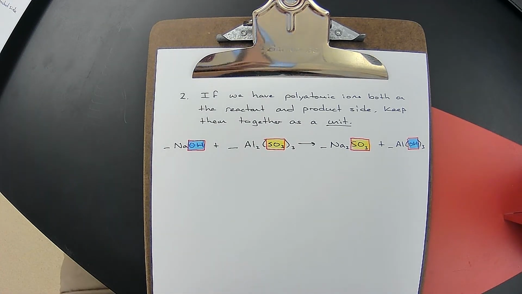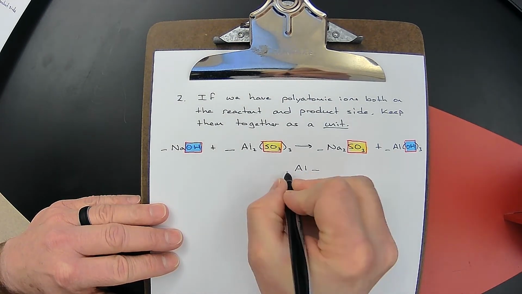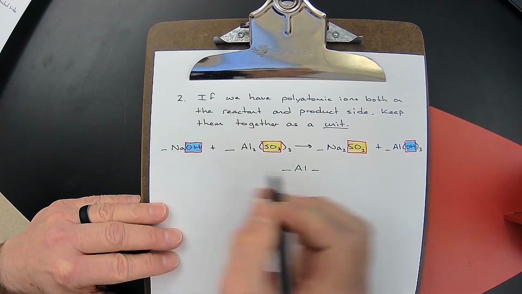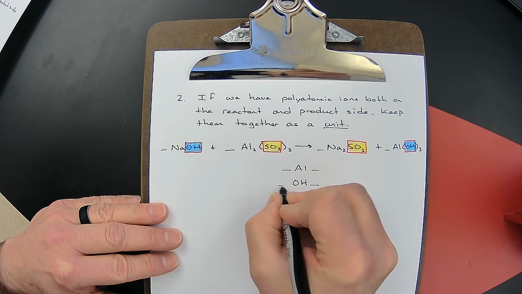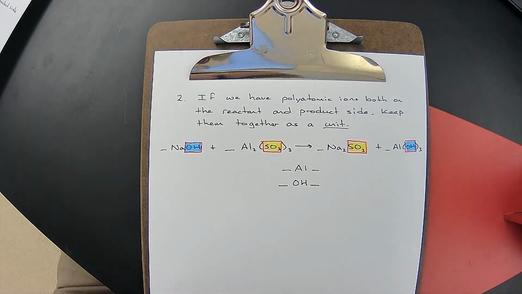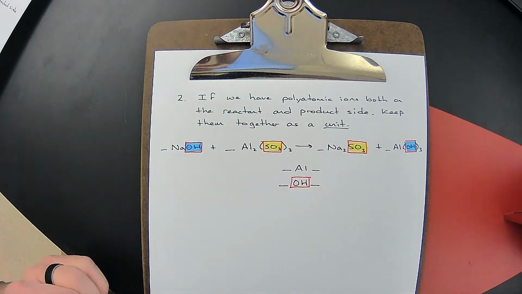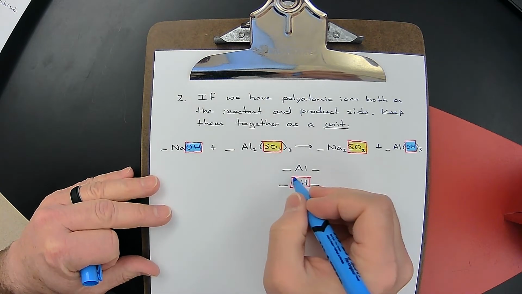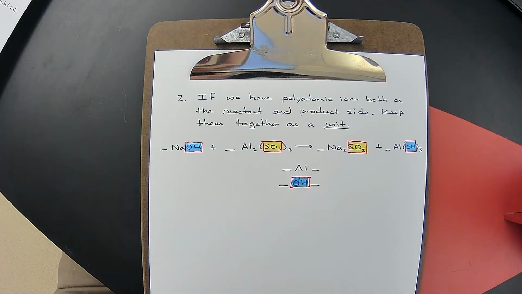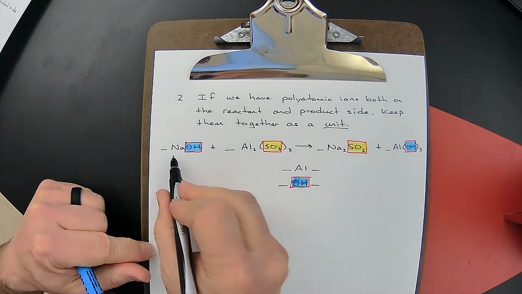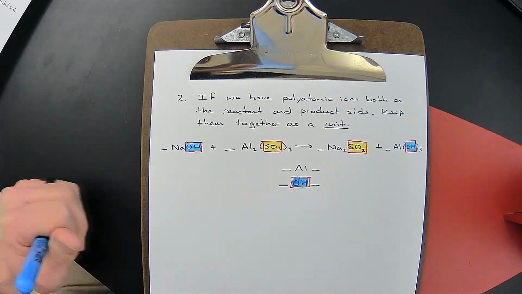When I write out my atom inventory, I'm going to list Al, reactant side, product side, and notice I'm going to list OH. OH is not an element. It's a polyatomic ion, and we're grouping it together as a package in order to help us balance the equation a little bit easier. I'm also going to list, and I apologize, I thought I was listing Na first.